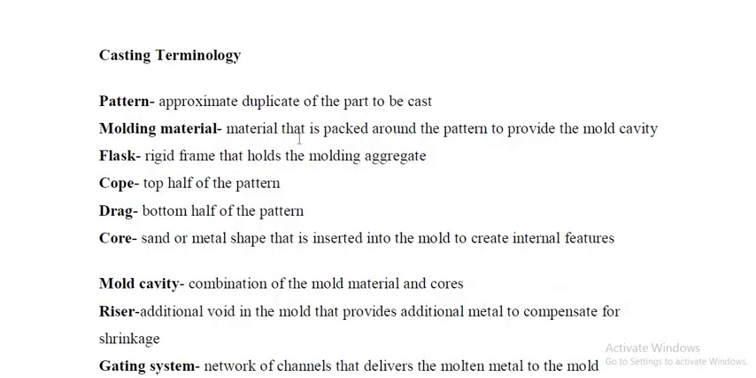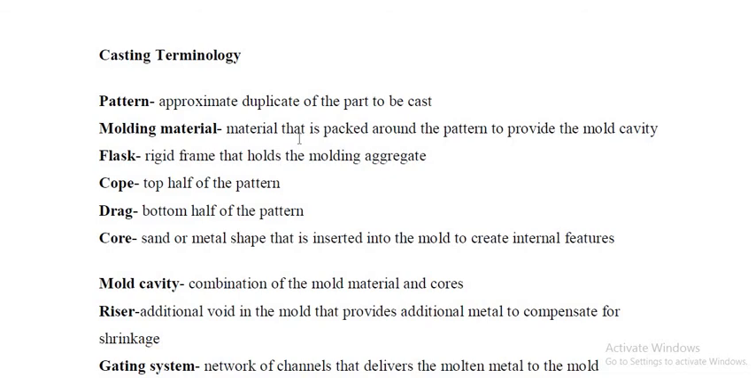So I am again repeating this. Pattern: what is a pattern actually? It is a replica of the part to be cast, almost a duplicate of the part which is to be cast. Molding material: what is molding material? It is the material which is packed around the pattern to provide the mold cavity. Then flask: what is a flask? It is a rigid frame that holds the mold.